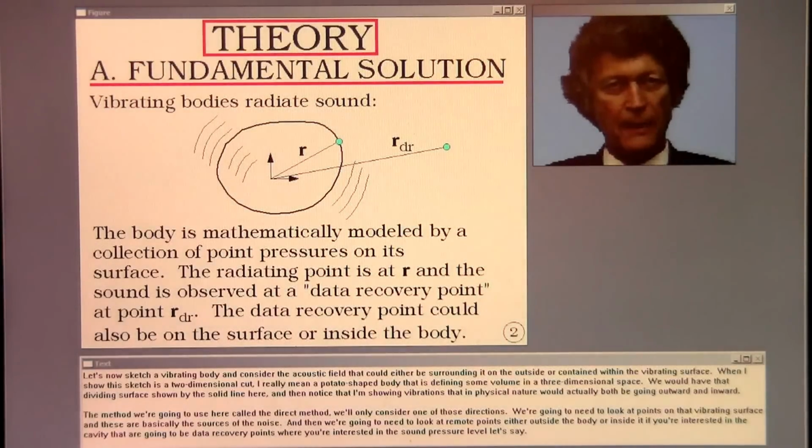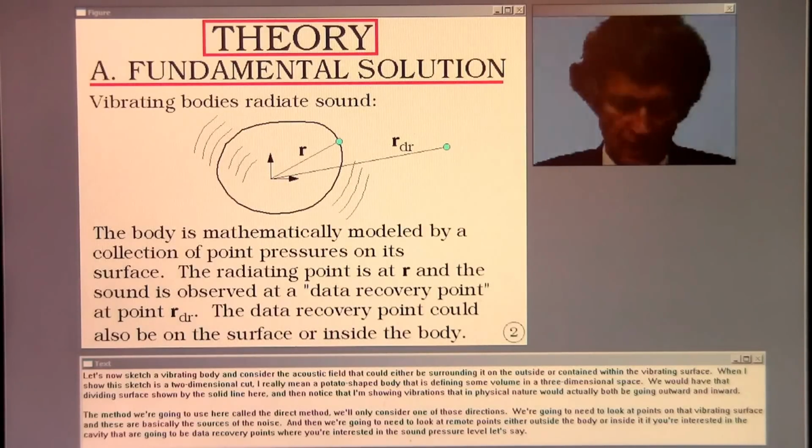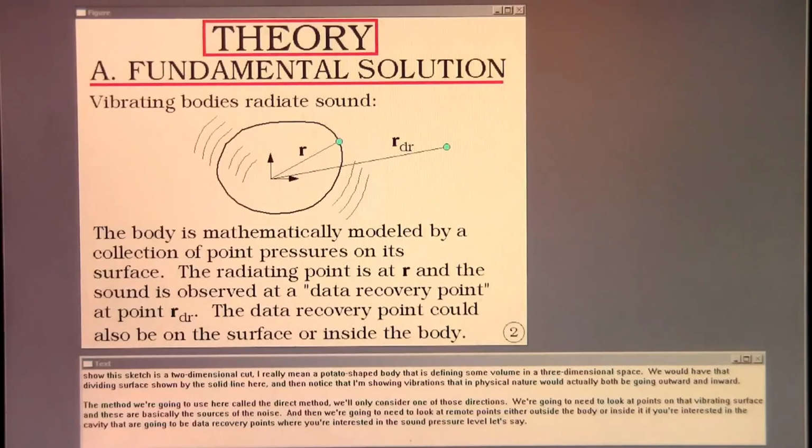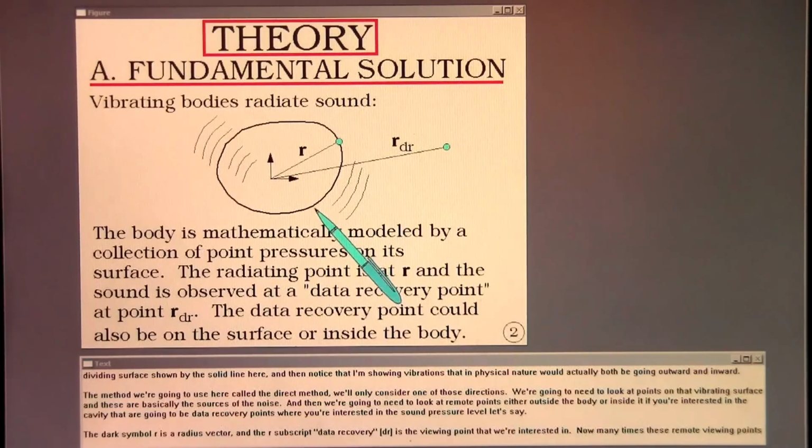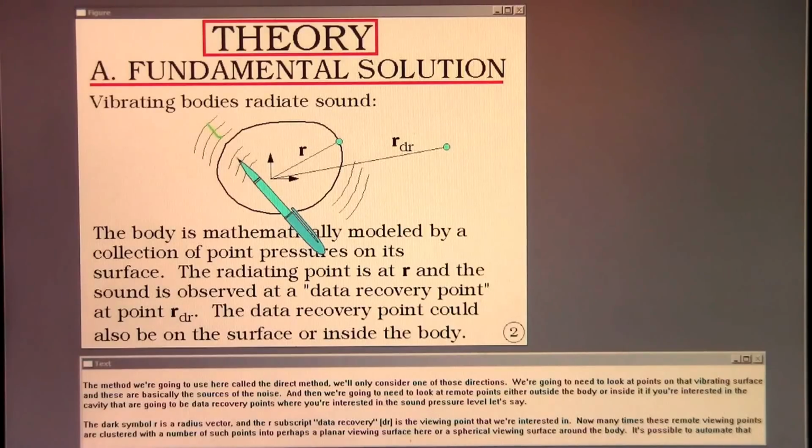Let's now sketch a vibrating body and consider the acoustic field that could either be surrounding it on the outside or contained within the vibrating surface. When I show this sketch as a two-dimensional cut, I really mean a potato-shaped body that's defining some volume in a three-dimensional space. We would have that dividing surface shown by the solid line here. And then notice that I'm showing vibrations that in physical nature would actually both be going outward and inward. The method we're going to use here, called the direct method, will only consider one of those directions.